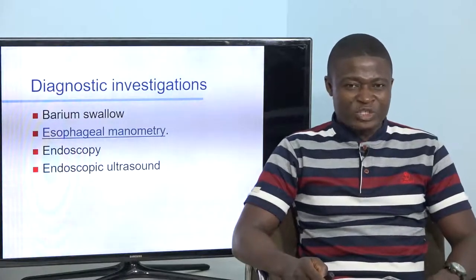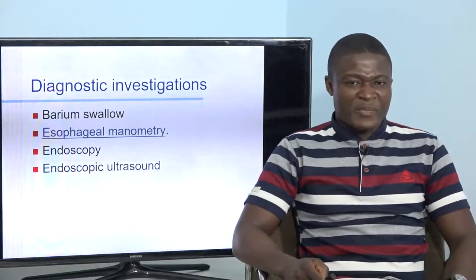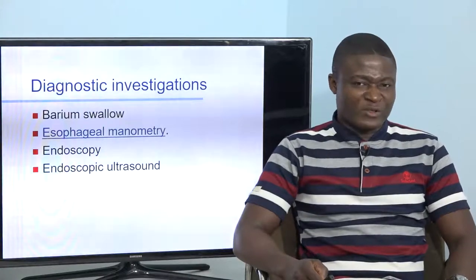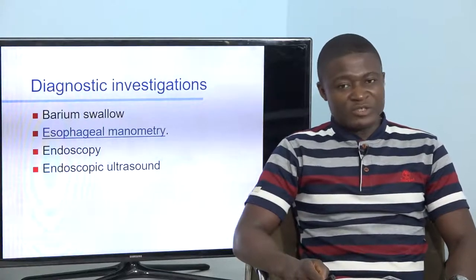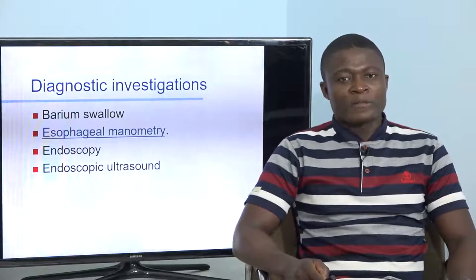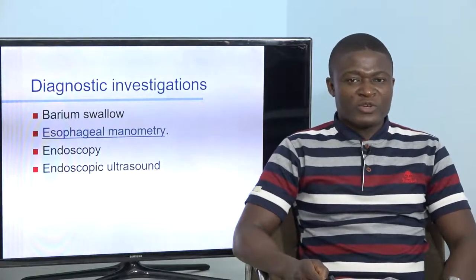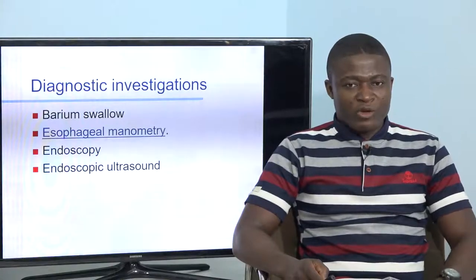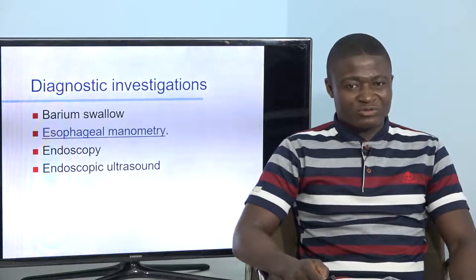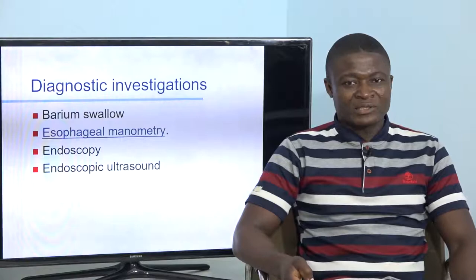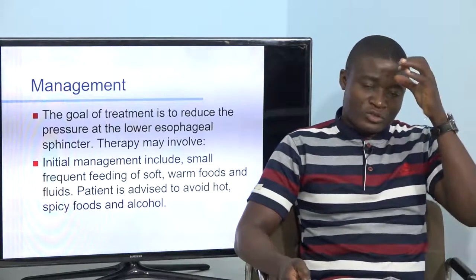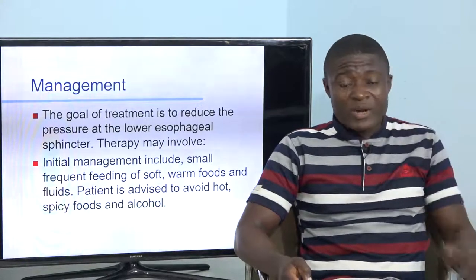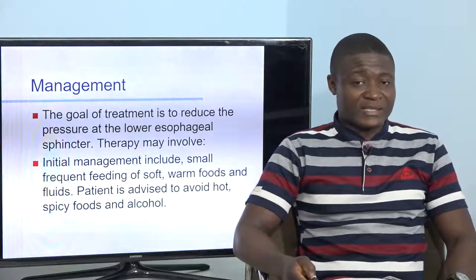So that is going to identify to us whether peristaltic movement within the esophagus is fine, whether the lower esophageal sphincter is normal or is not normal. We also want to do esophageal manometry. We want to do endoscopy. And we want to do endoscopic ultrasound or ultrasound scan. So these will help to ascertain whether the condition we are looking at is achalasia or not.